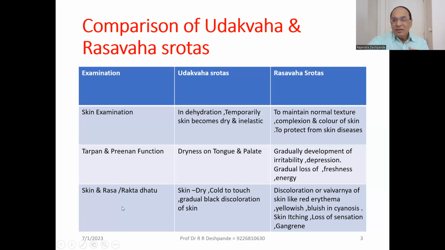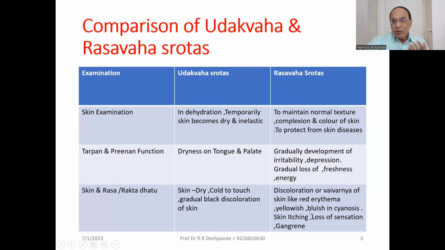Okay. Skin: compare Rasa and Rakta Dhatu. In Udakavaha Srotas, when the skin has a problem, the skin becomes dry. It can become cold to touch, with hypovolemic shock, then gradual black discoloration of the skin very slowly. Suppose, for example, the person is doing fasting for 5-10 days, then that effect can particularly be seen.